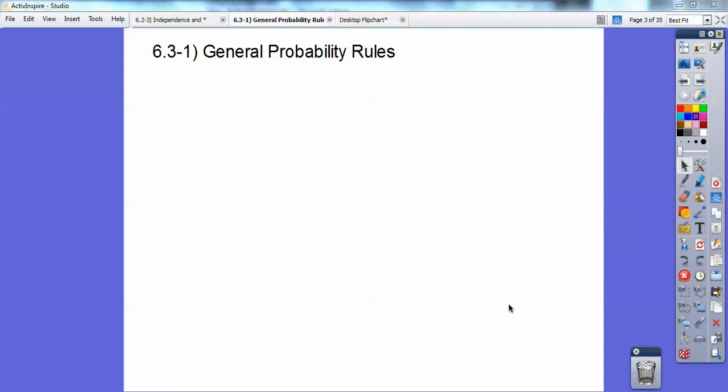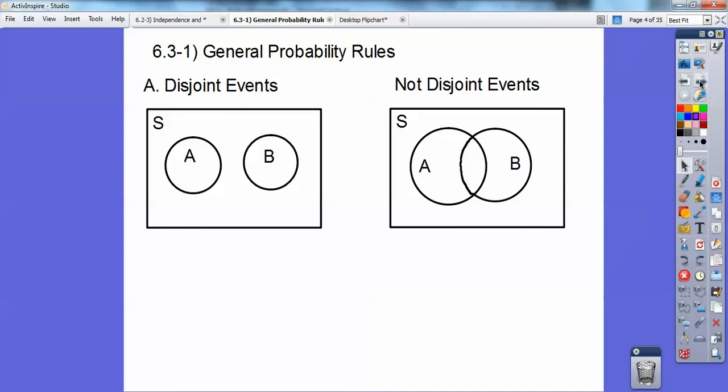Okay guys, this one goes pretty fast I think. General probability rules. We have these two Venn diagrams right here, and it all talks about whether an event is disjoint like this one, or not disjoint. They're joined together like this one. So it's not disjoint, they're joined together.